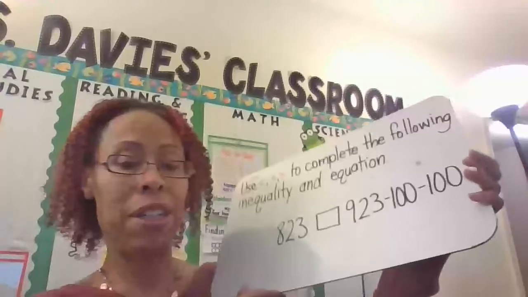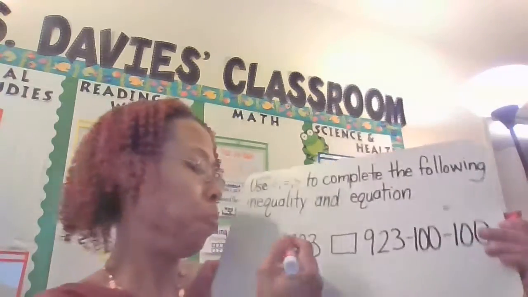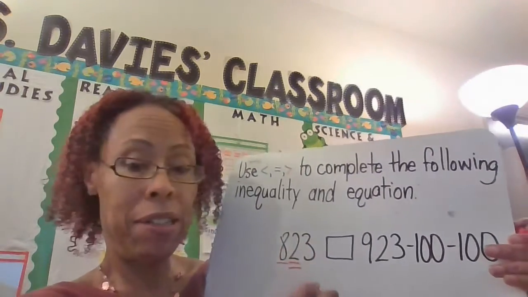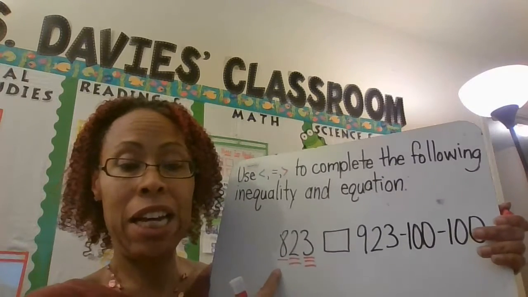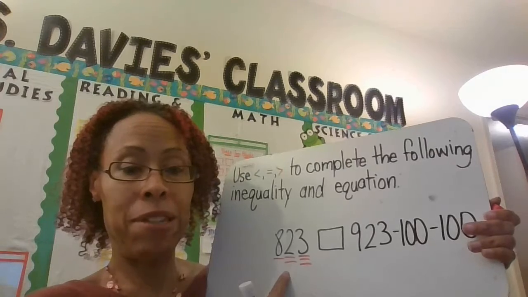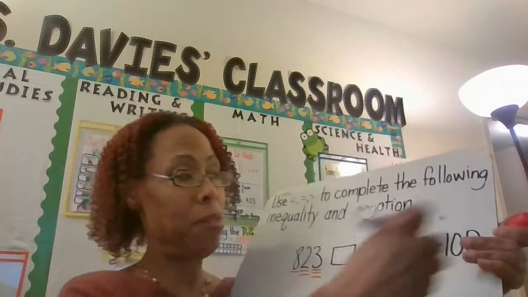The operation was addition. All right, so let's start with 823. We know that there are 8 hundreds, there are 2 tens, there are 3 ones. The value of the 8 in the hundreds place is 800. The value of the 2 in the tens place is 20. The value of the 3 in the ones place is 3.